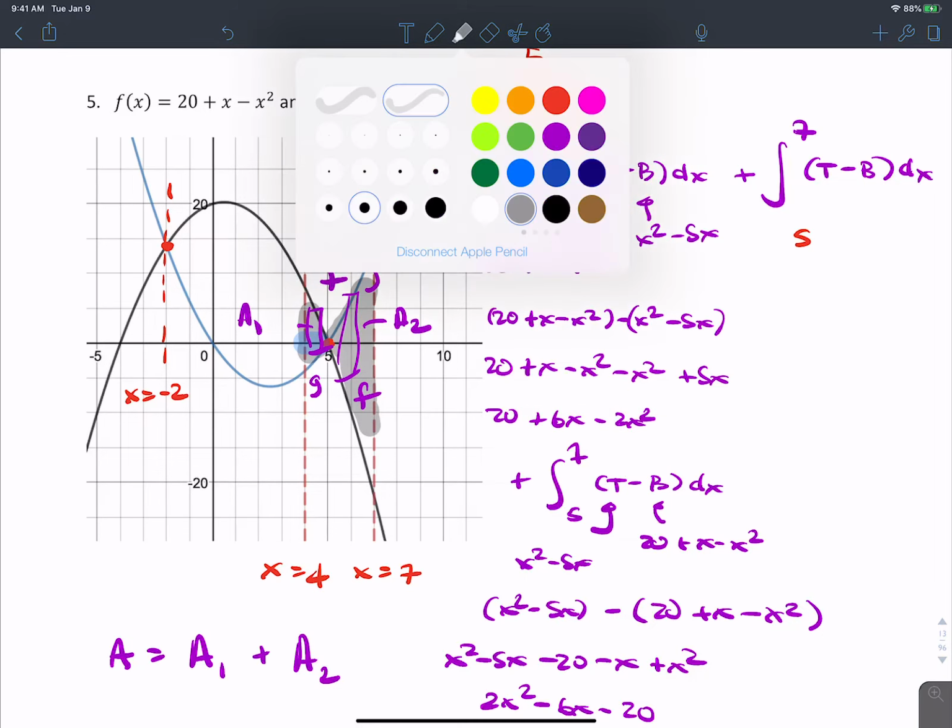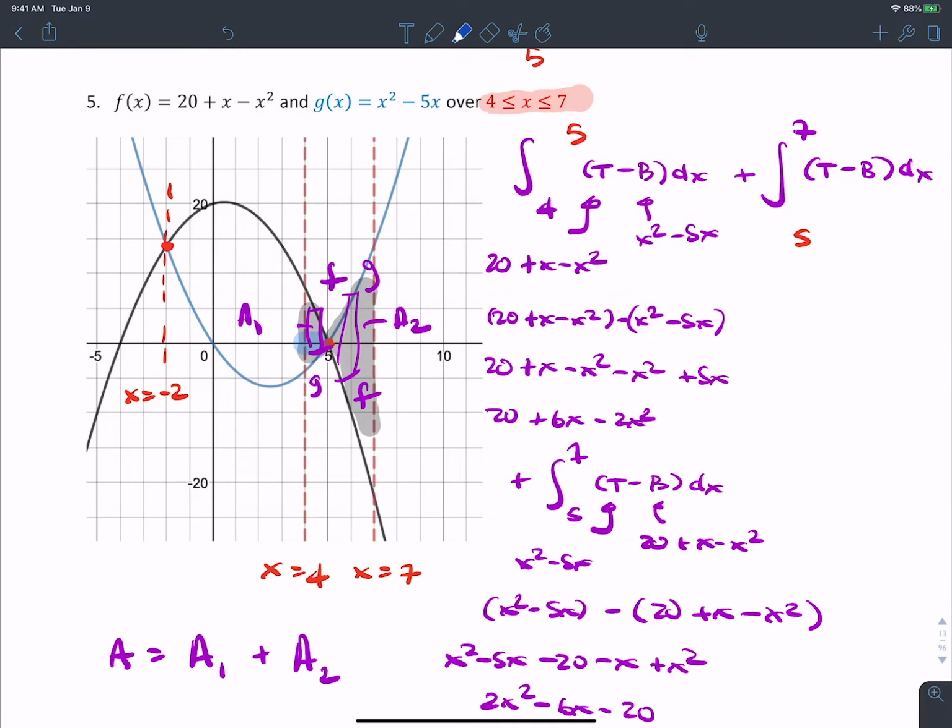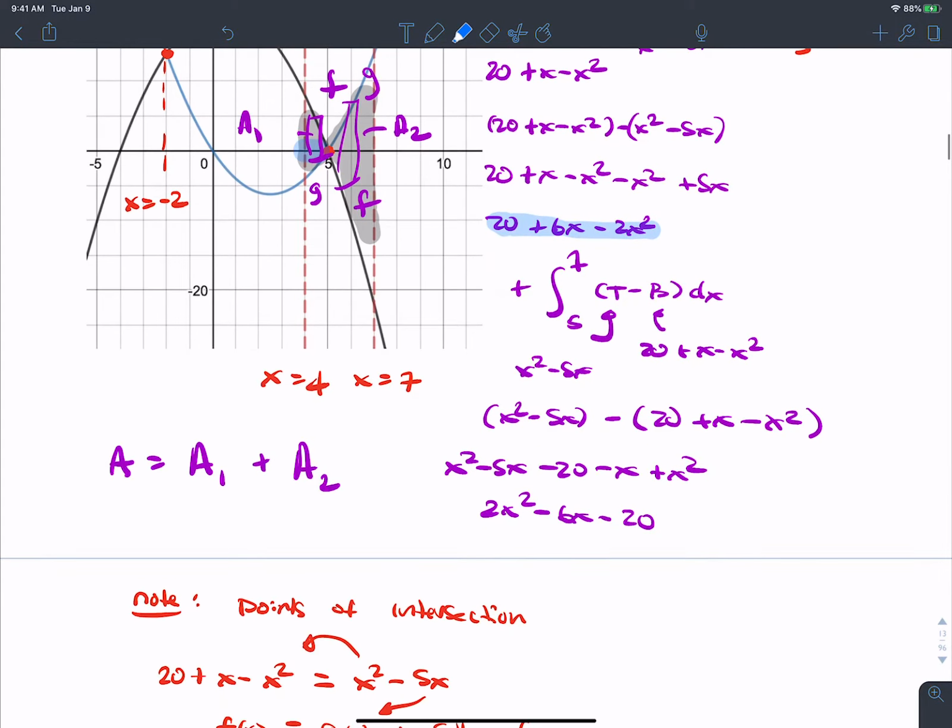I guess we were going with the blue-green theme. Here's the first integral, that's the integrand. The second integral is what you see here. Is that right? You guys okay with that?